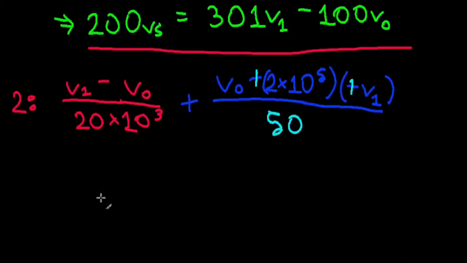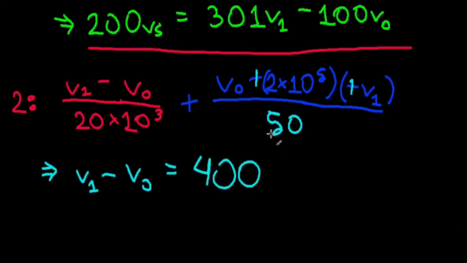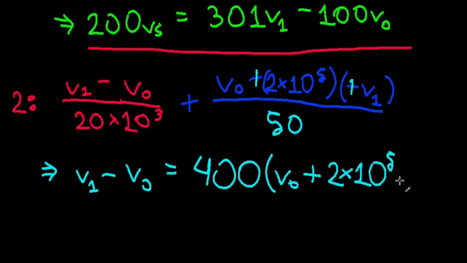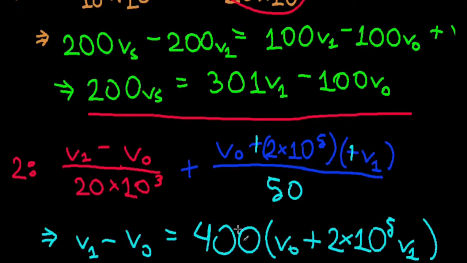Let's simplify this. Let's multiply both sides by, let's see, what do we need to multiply by? Okay, so 20 times 10 to the 3. Let's multiply by that. So what we have is V1 minus V0 on this side equals, okay, so let's see. Doing these mentally is becoming a bit tiring. So 100 by 50, that's obviously 2. 2 times 200, that's 400. That's 400 V0 plus 2 times 10 to the 5 V1.